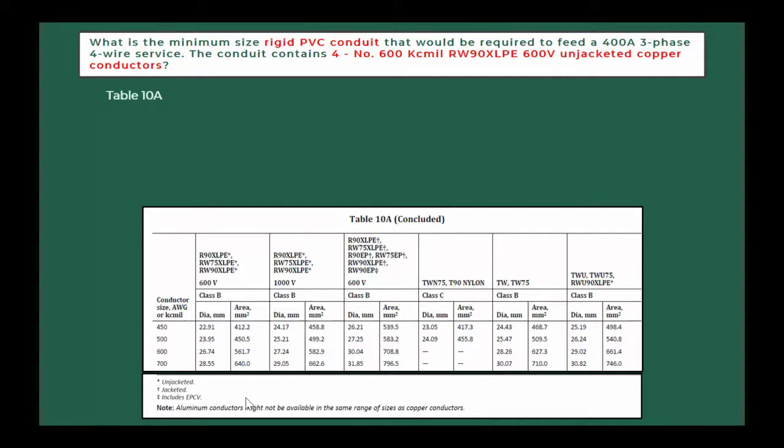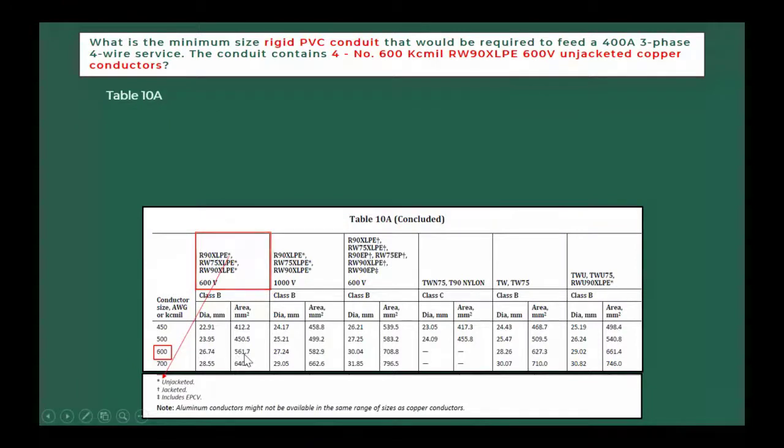So I actually had somebody, 3-4 years ago, asking me, is unjacketed bare? No. Unjacketed still has a jacket on it, but it's not protected like a jacketed cable. So unjacketed would be like a thinner jacket. And the jacketed one, you can see how much thicker it is. See, you're going from 561 all the way to 708. That's huge.